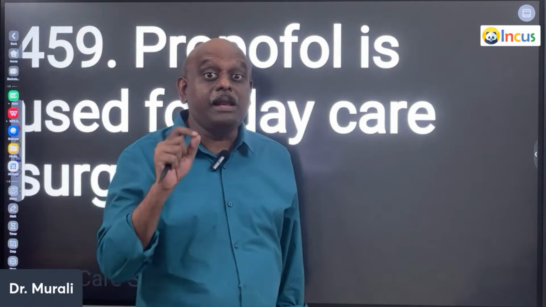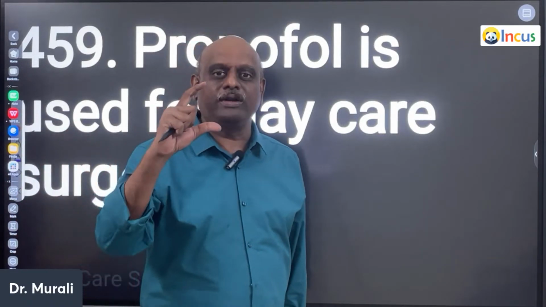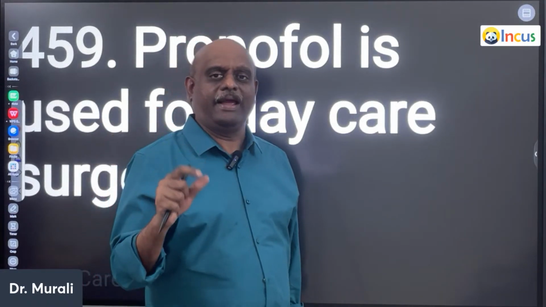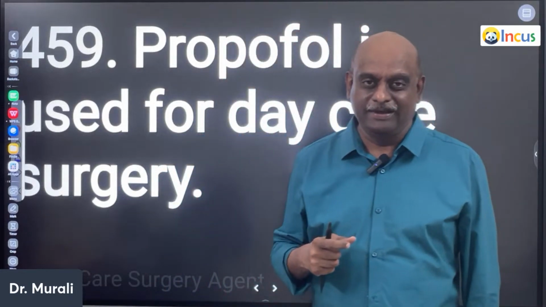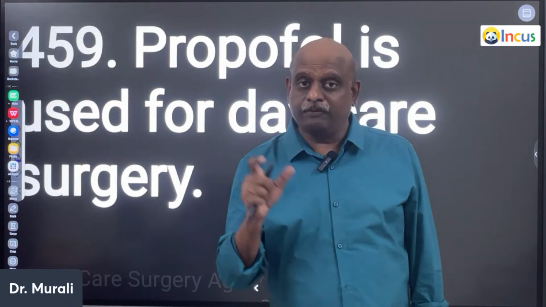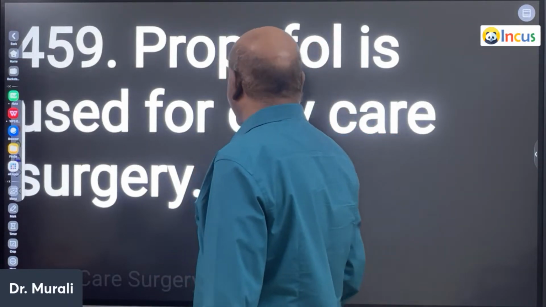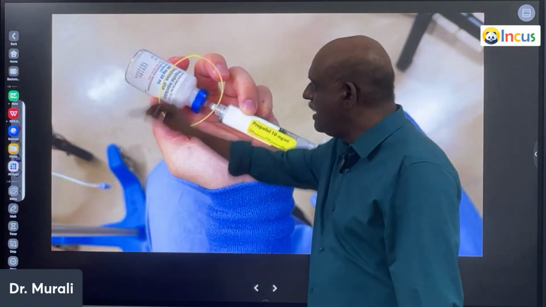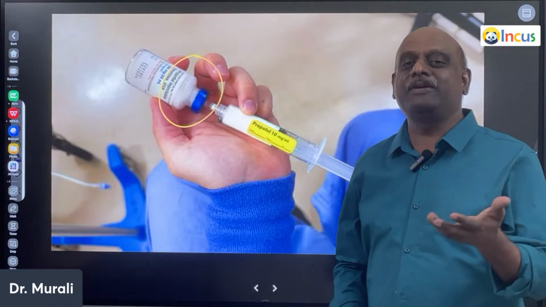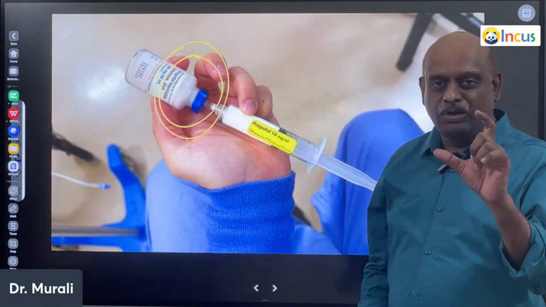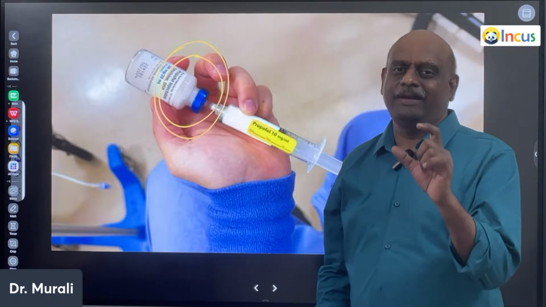Propofol is also called the milk of amnesia, just like milk of magnesia. Why? Because propofol is a white colored fluid which is typically used in daycare surgery, like for example an endometrial biopsy. In daycare surgeries where you need a short duration, propofol is the one which is preferred. So you should remember that the popular name milk of amnesia is given to propofol, a white thick fluid.